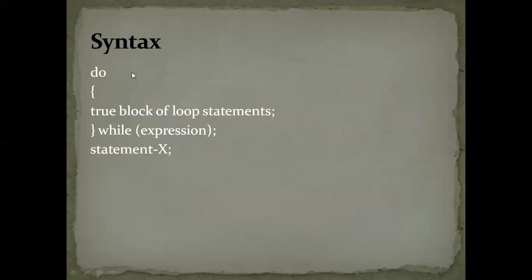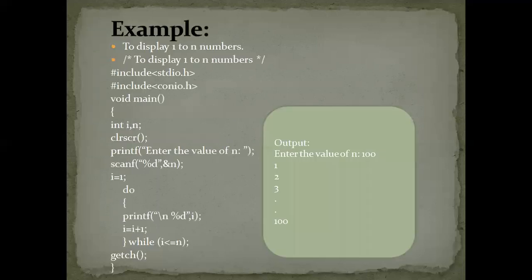This is the syntax. Do is there, then the true block of loop statements, and here while expression. That is why we call it an exit controlled loop or post-test loop. Even though this condition is false, at least once this block of statements will be executed. We'll see one example on this do while loop.